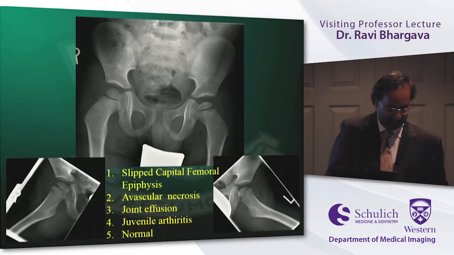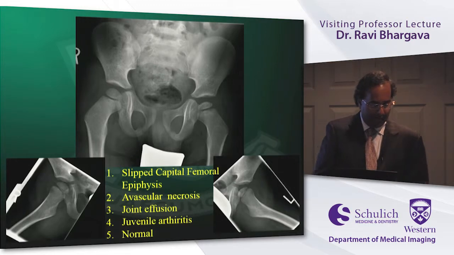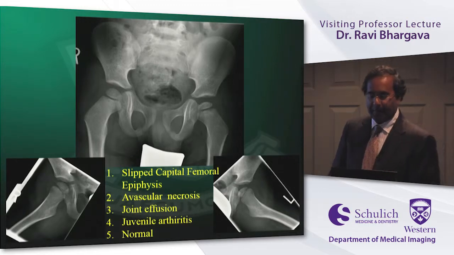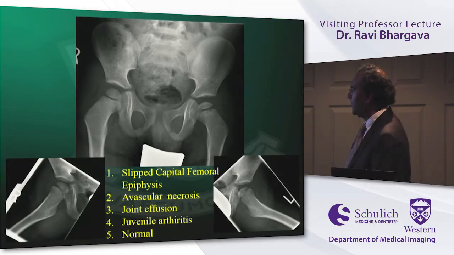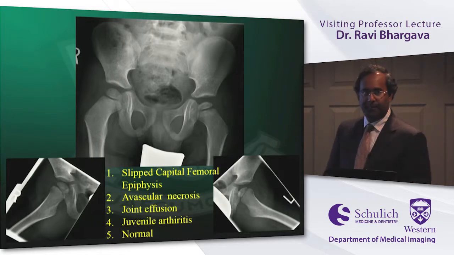So what do you think? Is this a child with slipped capital femoral epiphysis? Is this avascular necrosis? Is this a joint effusion? Is this juvenile arthritis? Or is this normal?